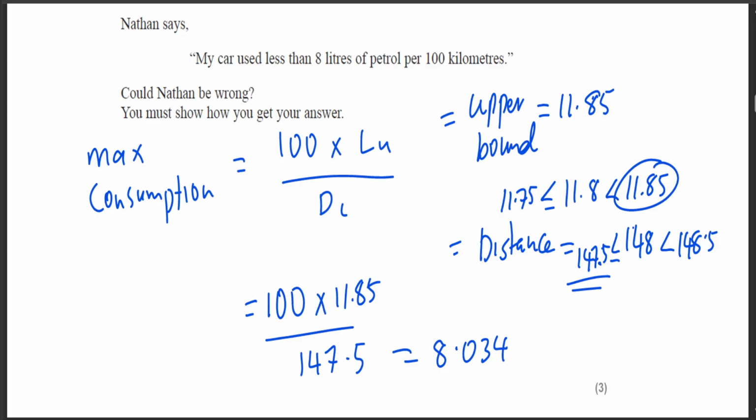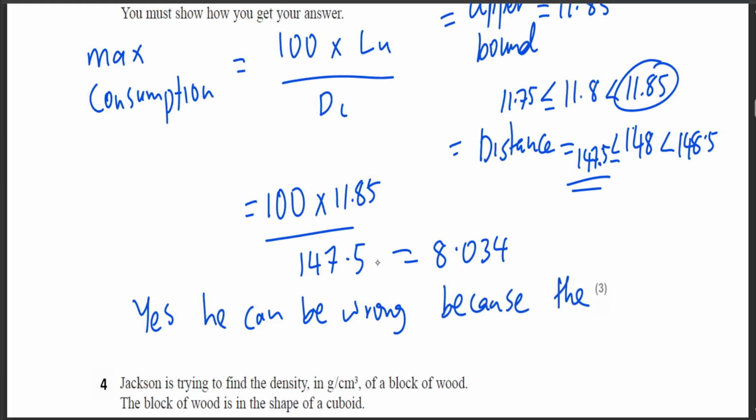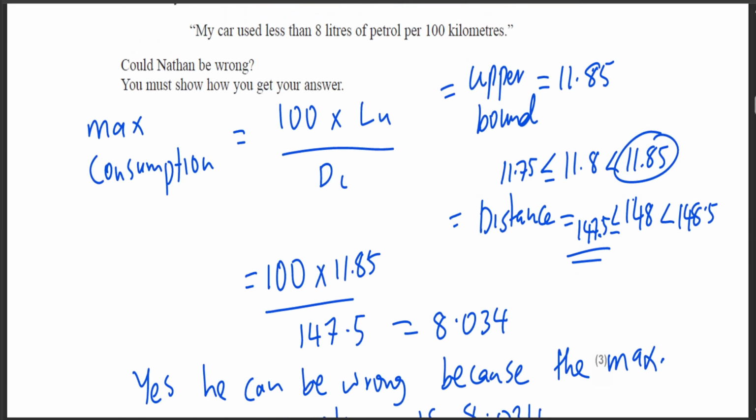So is it correct? No, it's not. Okay, so can he be wrong? Yes, he can be wrong, because the maximum consumption is 8.034, which is greater than even the 8 that we have here. So yeah.